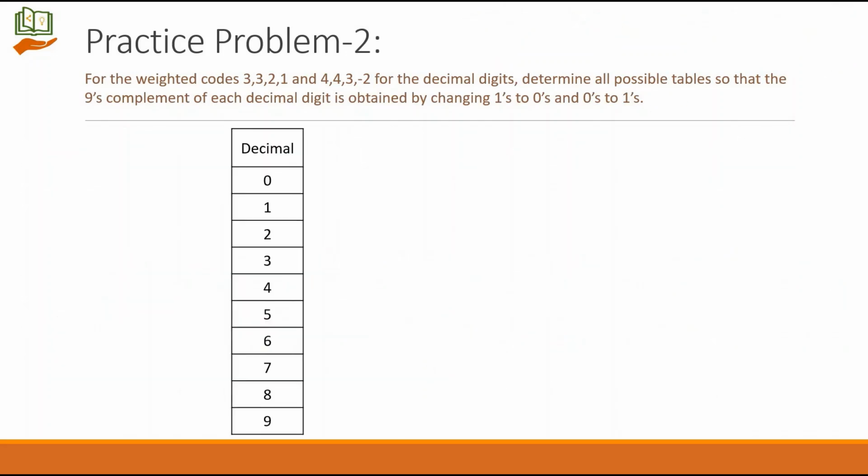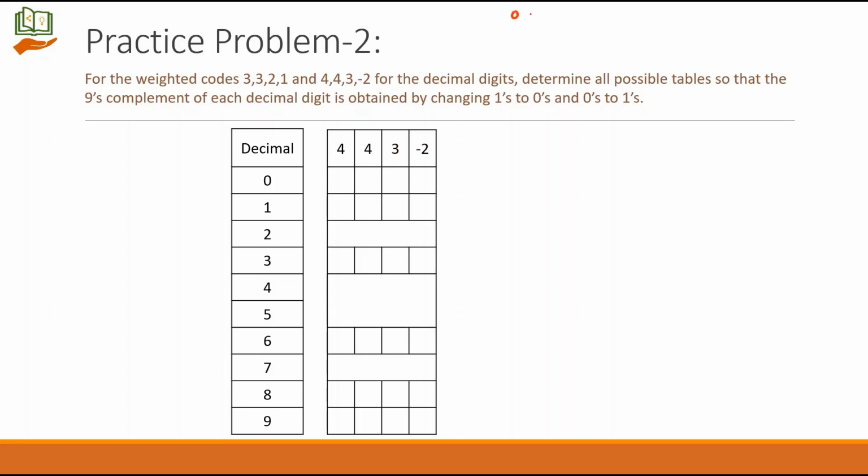Now let's take the 4, 4, 3 minus 2 code. You have to see 0 and 9, 1 and 8, 2 and 7, 3 and 6, 4 and 5. In that you will have no changes in 0 and 9, 1 and 8, 3 and 6. These 3 will remain steady. So 0 can be written as 4 zeros.